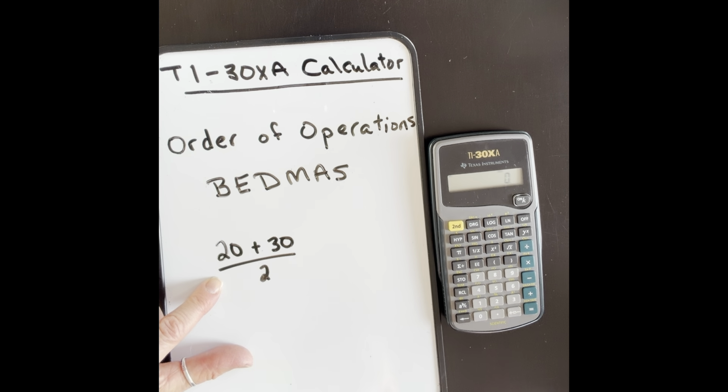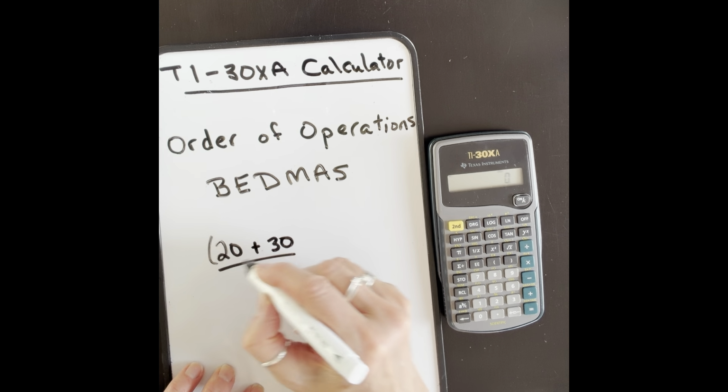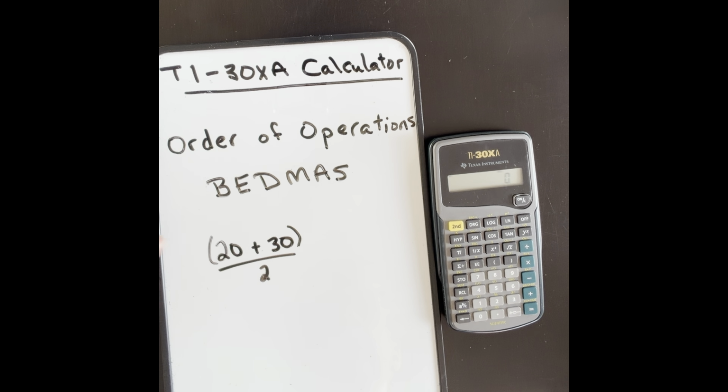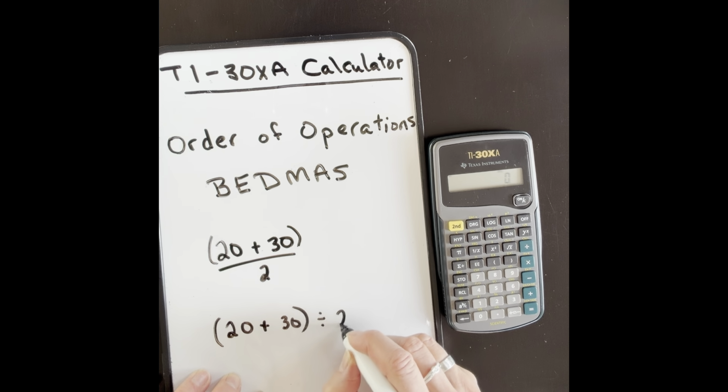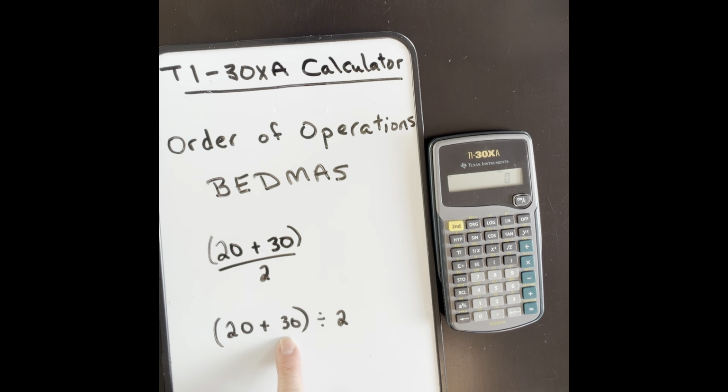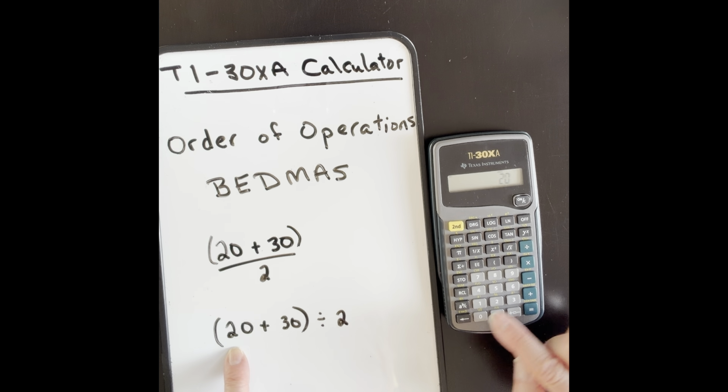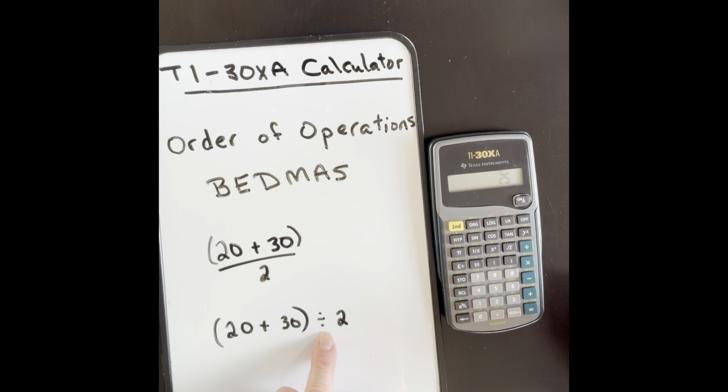Let's say we're doing an example where we want to add 20 plus 30 and divide by 2. Although no brackets are shown, we understand that that line creates a grouping for the numerator and a grouping for the denominator. Therefore, when we enter this into our calculator, you need to include those brackets so that you're telling the calculator to do the addition first before the division. So to enter that, we're going to go first bracket, 20 plus 30, end of bracket, and then divide by 2. So 20 plus 30 is 50, 50 divided by 2 is 25.